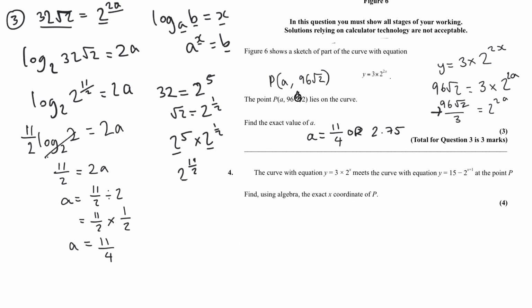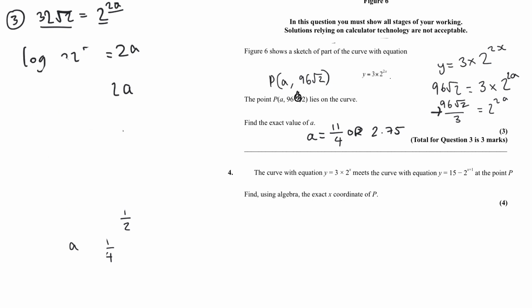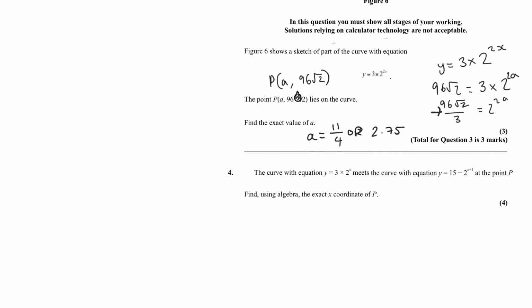Okay, so for question 4, it says that the curve with the equation y equals 3 times 2 to the power of x meets the curve with the equation y equals 15 minus 2 to the power of x plus 1 at the point P. So it wants us to find, using algebra, the exact x coordinate for P.